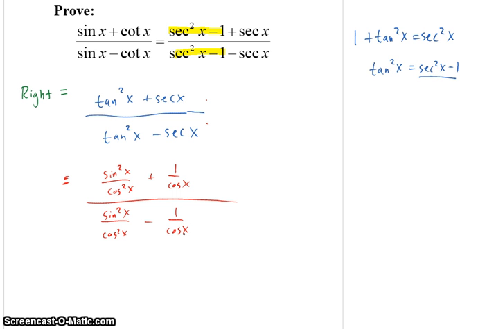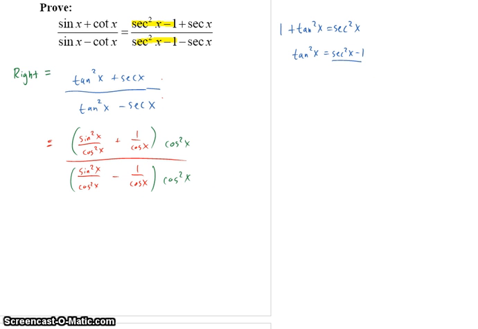All right. Now I see that I could find a common denominator for the top and the bottom, but they are the same. So what I'm going to do is multiply the top and the bottom by cosine squared of x. I'll make this smaller. We want to keep our eyes on where we're trying to get so we don't forget. So if I multiply by cosine squared of x, on the top I get sine squared x plus cosine of x, over sine squared of x minus cosine of x.